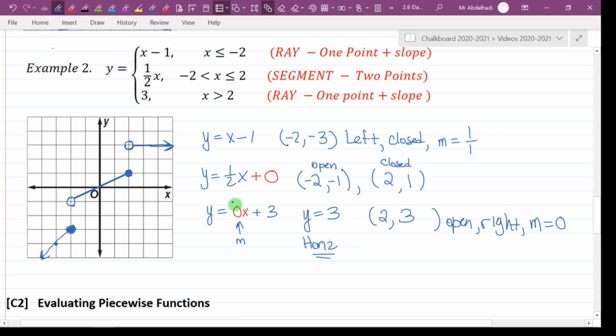Now, does this pass the vertical line test? Here's our vertical line, okay? And drag it. Can I hit this more than once? No. What about here? Does that hit more than once? No, because one of them is closed and one of them is open. Now, if they were both closed circles, yes, you would fail the vertical line test. So be on the lookout for that. If you ever have 2 closed circles on the same x value, that's a problem, because that means you have 2 y values for the same x, and you can't have that.